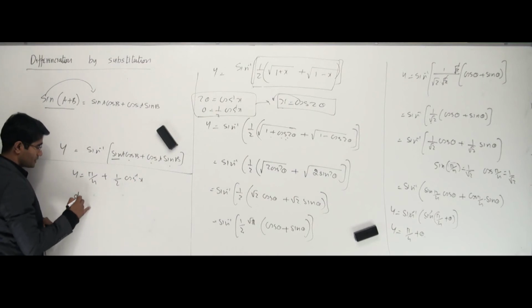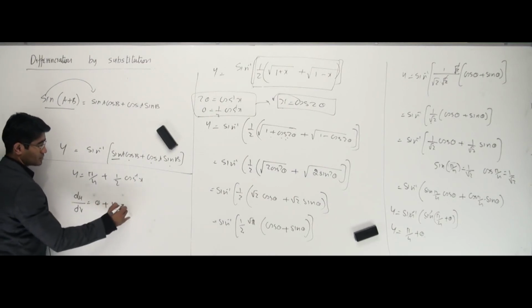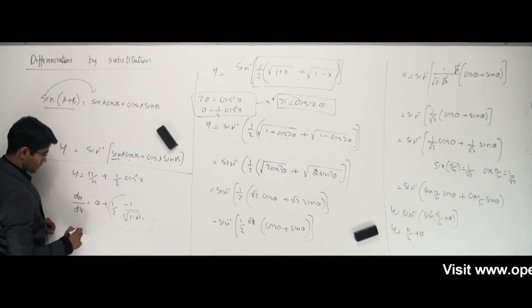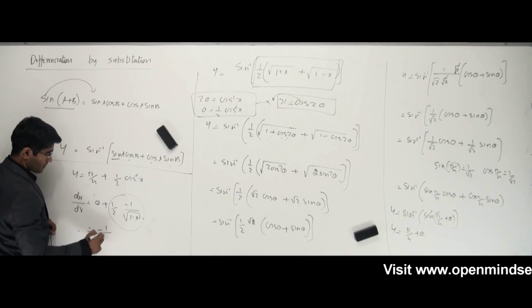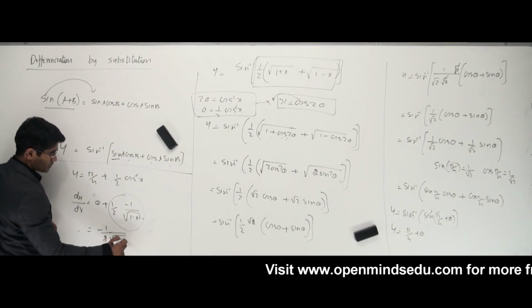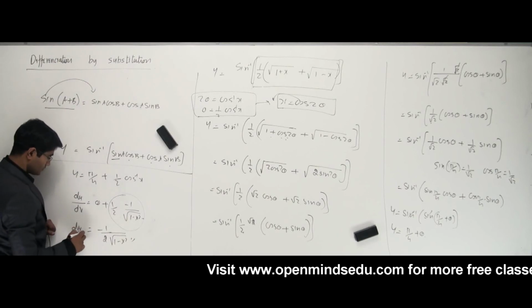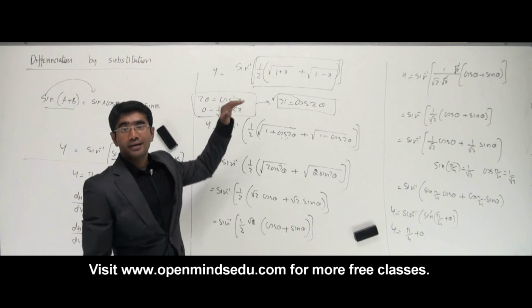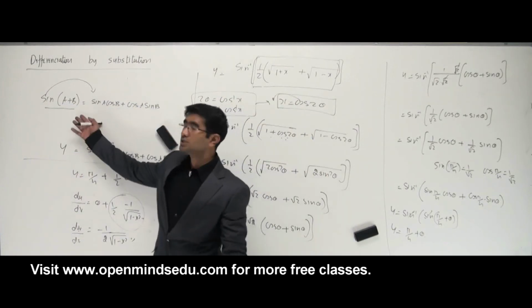Now we differentiate this. Differentiation is only so much. This is 0 plus half, which is a constant, times minus 1 by root of 1 minus x squared. Okay, that's my answer. I can write minus half into 1 by root of 1 minus x squared as the answer to my question. It's a very important problem, basically, and it is based on this particular formula.